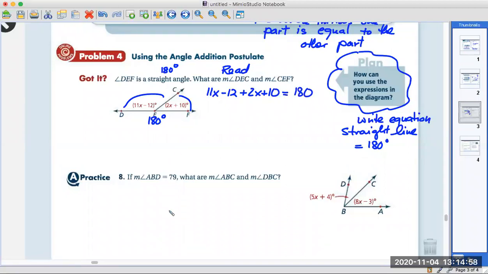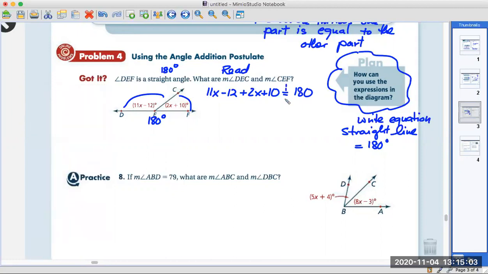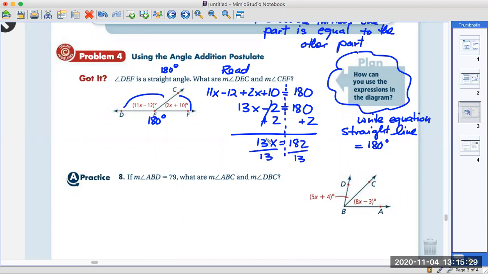There it is. And now we're going to combine like terms. I would suggest you stop the video and see if you can solve this equation yourself and then compare. 11x plus 2x is 13x. Negative 12 plus 10 is minus 2. Add 2. Divide by 13. x is 14 is the answer.